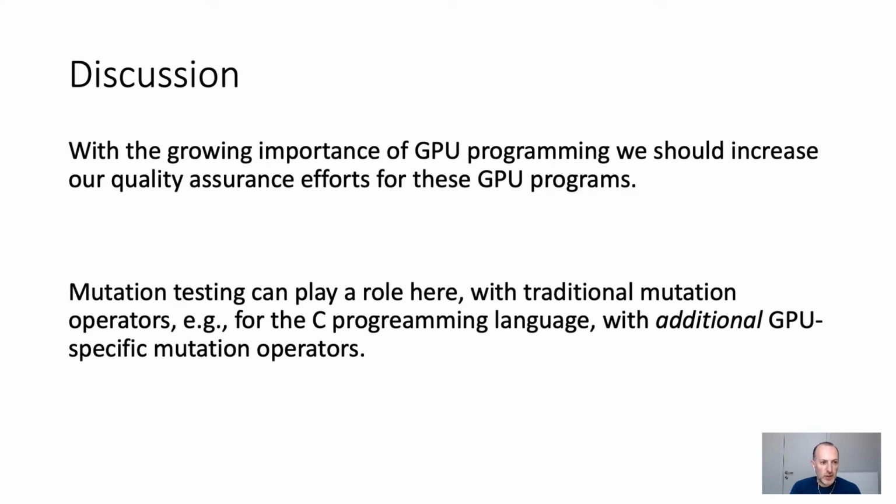So the discussion that we would like to launch with this paper is that with the growing importance of GPU programming, we should increase our quality assurance efforts for these GPU programs, even if these GPU programs only consist of 5% of the overall code. Mutation testing can play a role here with traditional mutation operators, for example, for the C programming language. But additional GPU-specific mutation operators are useful to cover some very specific situations.